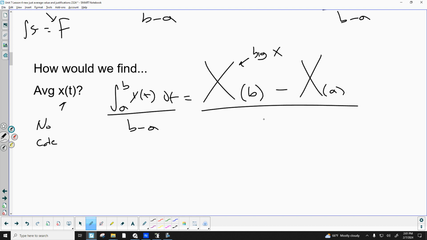And this is why we like to stop talking about average rates of change being equivalent to averages, because it can be confusing. What this means is the average rate of change of the antiderivative of position. The average rate of change of big X is equivalent to the average position.